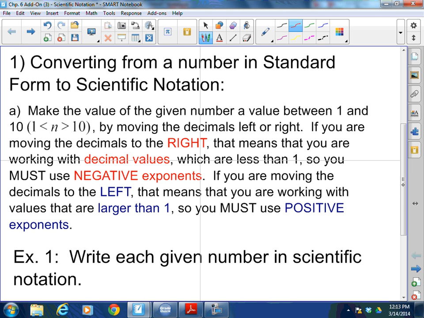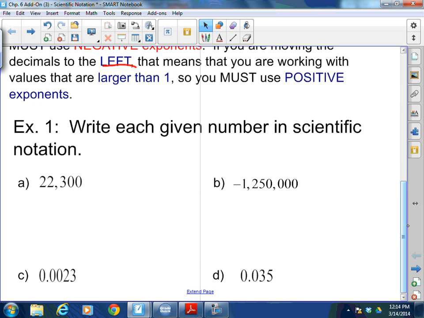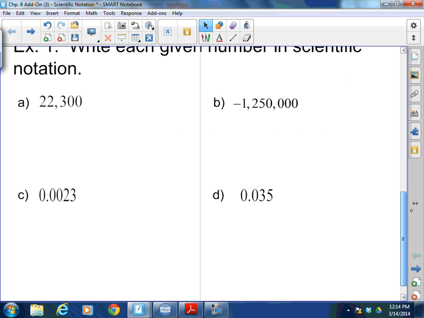If you are moving the decimals to the left, that means you are working with values that are larger than 1, so you must use positive exponents. This whole left and right thing, I actually hate it. So I'm going to teach you what I taught myself when I was a kid, and I never got these wrong ever again. Are you ready? I'm going to just blow you away here.